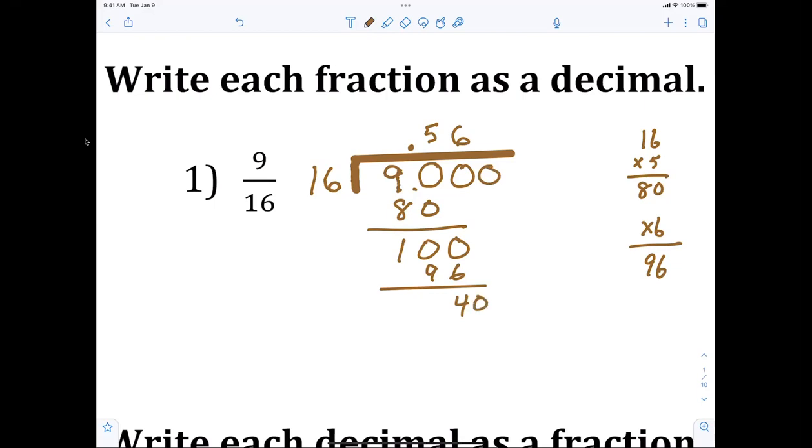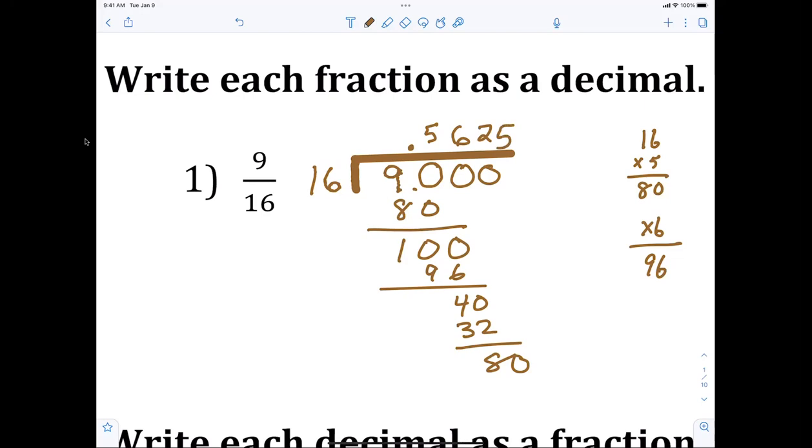16 goes into 40. How many times? 2 times. Thank you. Which is what? 32. When I subtract, I get what? 8, which means 16 goes into 80. And there's your answer, guys.